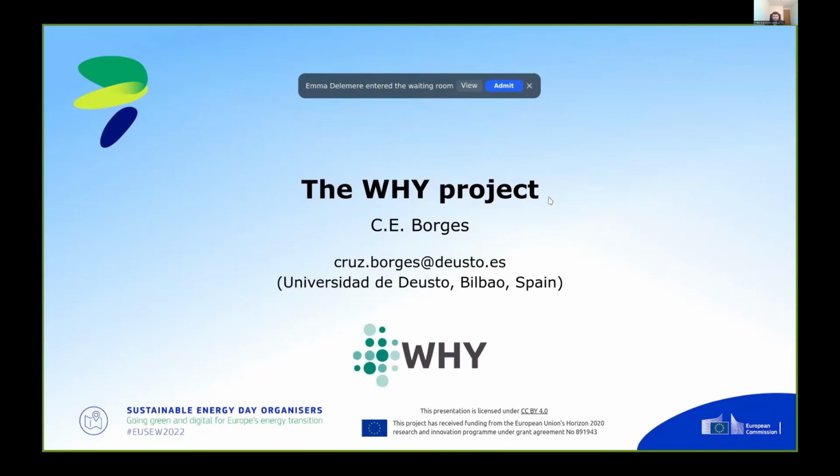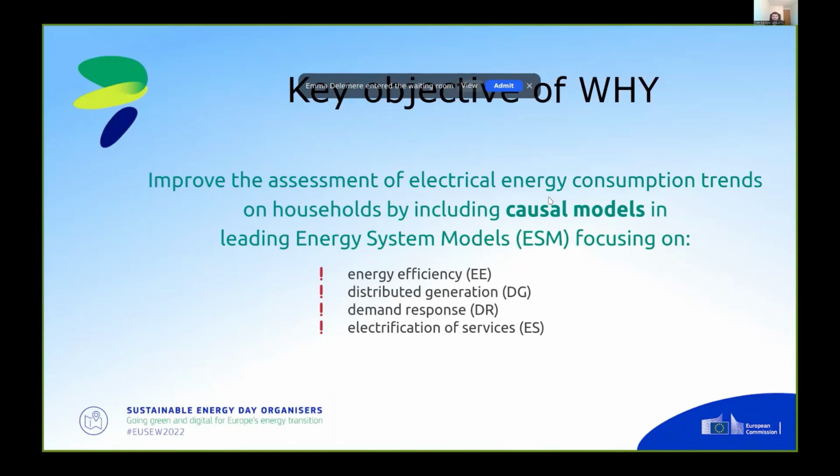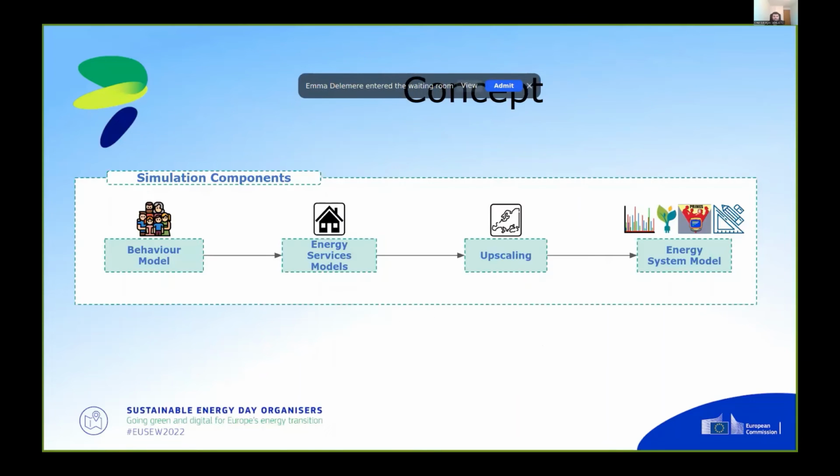So the key objective of the WHITE project is to try to improve the assessment of electrical energy consumption trends in households by including causal models into leading energy system models. So the idea is that we are going to model the behavior of people, and using these models, we are going to introduce them in simulation of buildings. Then we are going to have a very strong, very focused simulation of what is happening inside a building.